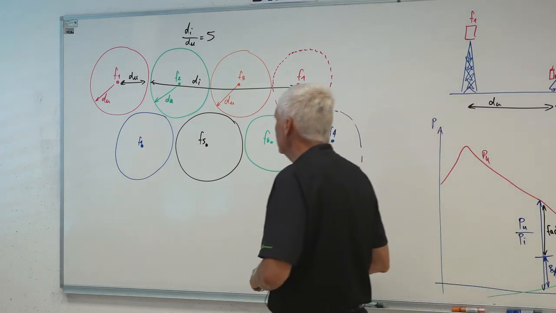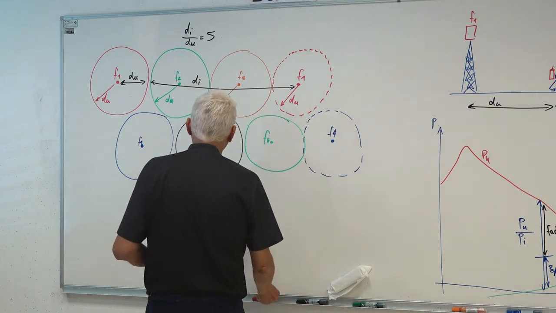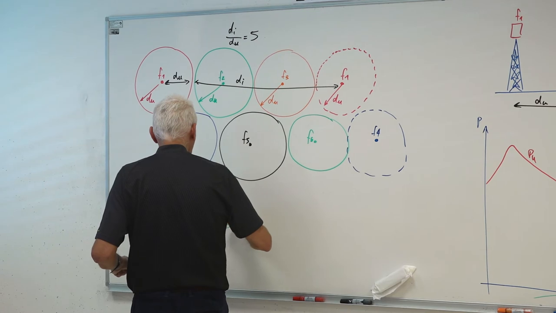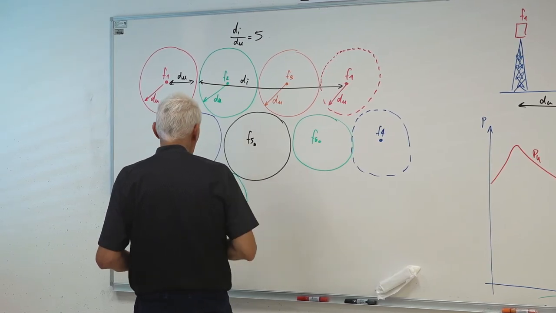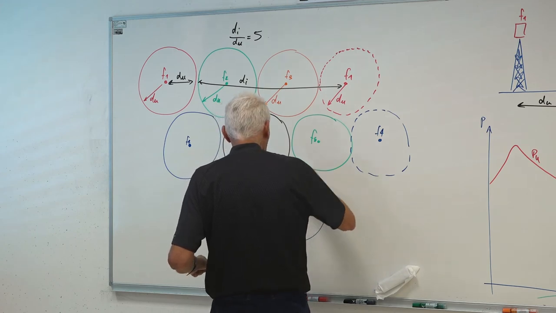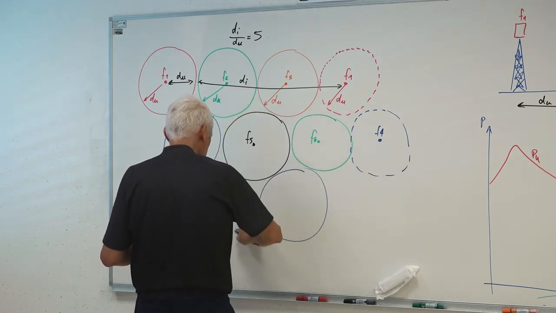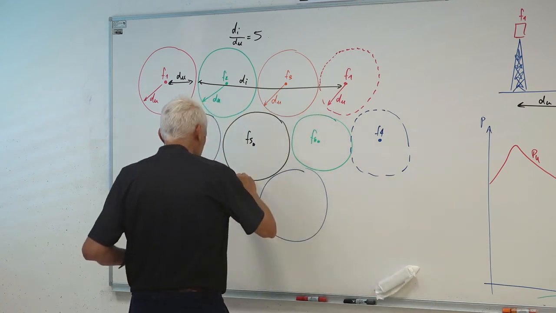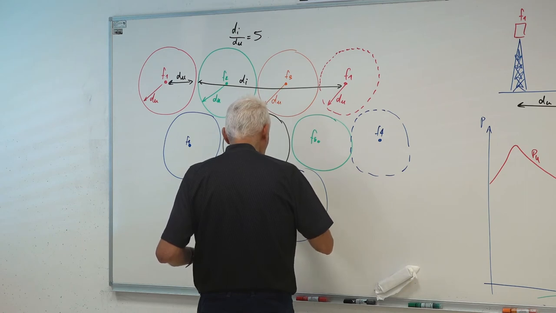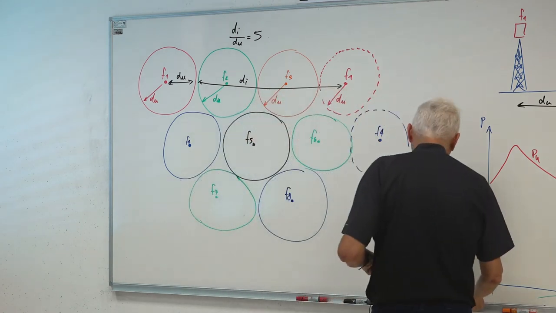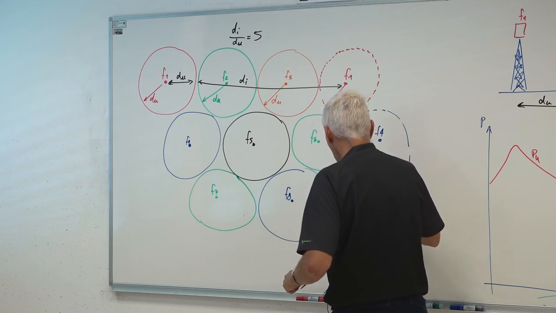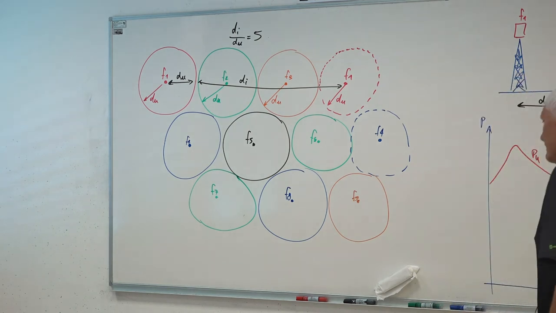For instance, here I draw now a circle for F7. I may have F8 here. This circle should actually touch everyone. I have F8. And finally, I have F9. After this, I can repeat frequencies.